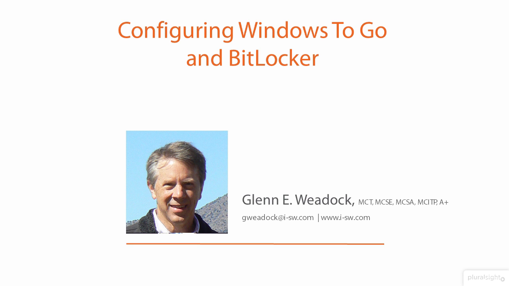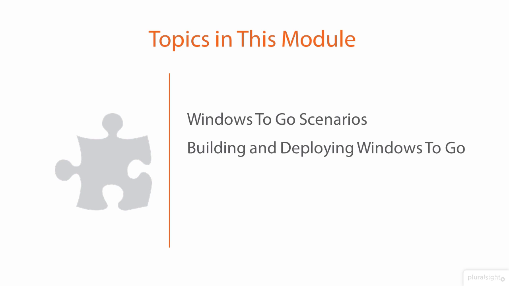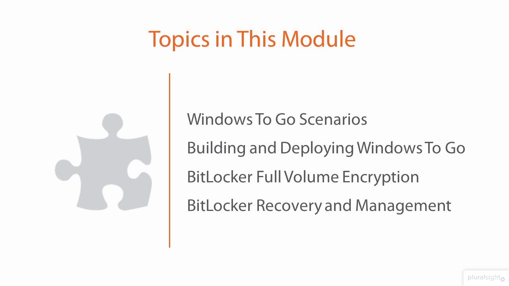Configuring Windows To Go and BitLocker is the subject of this module, Windows To Go being yet another way to deploy Windows 10, and BitLocker being a technology that you may wish to use for encrypting the Windows 10 systems that you deploy. The topics in this module include scenarios in which you might use Windows To Go, how to build and deploy a Windows To Go flash drive, an overview of BitLocker encryption, and a discussion of recovering and managing BitLocker encrypted systems, including a look at group policy settings for BitLocker.